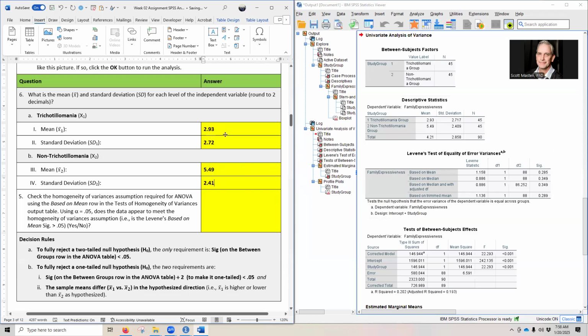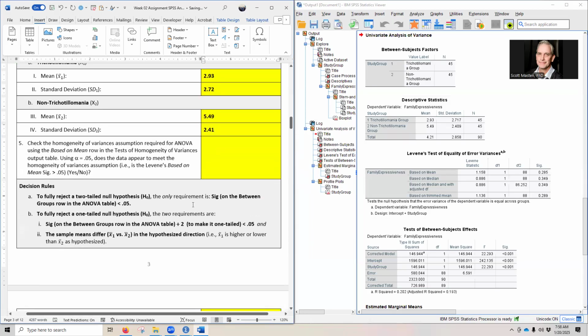So, looking at these two means, it sure seems like the trichotillomania group is lower on family expressiveness. The question is, is that a meaningful difference or not? We'll get to that in a sec. So now we have to check the homogeneity of variances assumption for number 5.